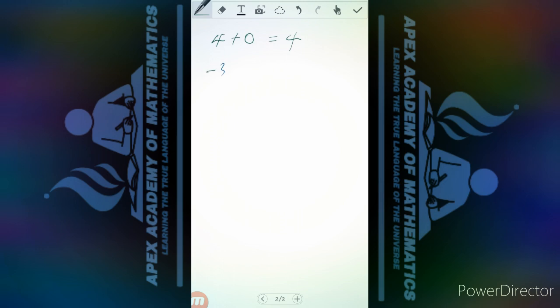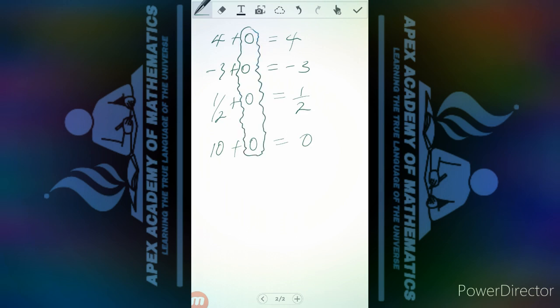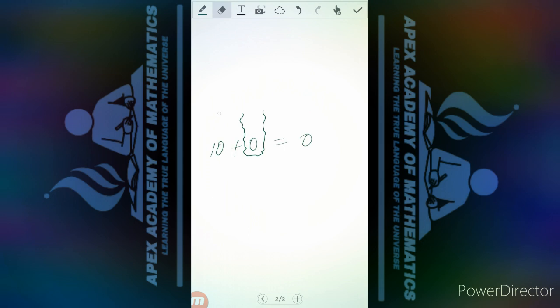Let's say I have -3 plus 0, I will get -3. If I have a half plus 0, I will get a half. That's basically the additive identity, or the identity for addition. That number is 0, and you will typically see this on a multiple choice entrance exam: what is the identity for addition? And your answer is going to be 0. That brings us to the end of that explanation.